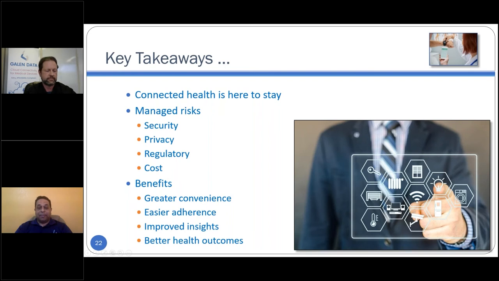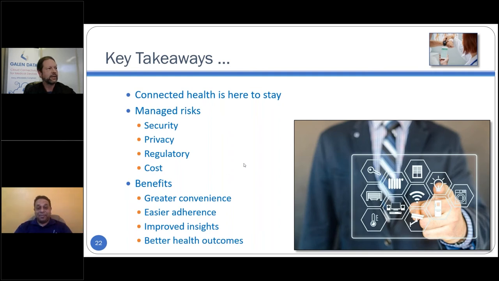Well, the fact is connected health, digital health in general, is here to stay. It has momentum, and it's going to keep having momentum. There are risks in terms of security, privacy, regulatory costs, and so on. But the benefits you get in terms of greater convenience to the patients, greater convenience to the practitioners, easier adherence, better patient compliance, improved insights that ultimately help you as a business but also help the broader community. And the last thing is better health outcomes. Hopefully, this benefits everyone. I think those benefits way outweigh the risk, and the risk can be very well managed.